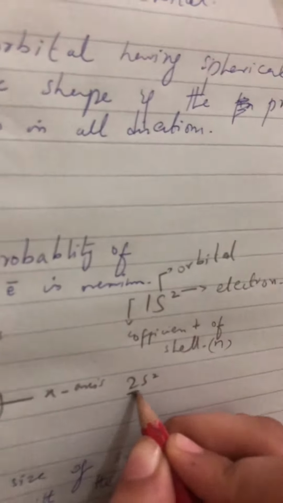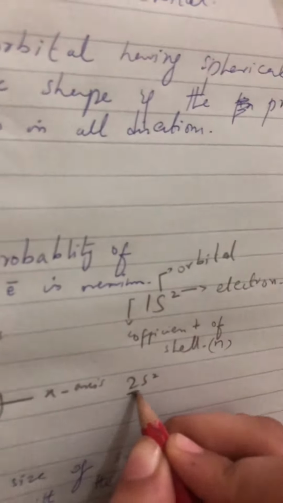Now dx square minus y square. X, Y. This will be of square, dx square and dy square. Dx square minus y square will be on the axis. You can see this is on the axis and these others are not on the axis, they are between the axes, but these dx square minus y square is on the axis.